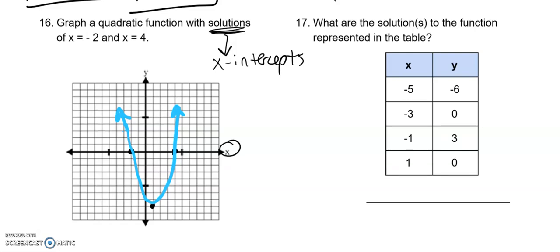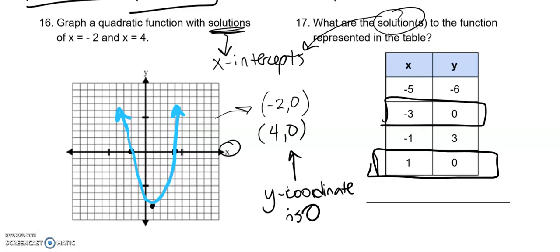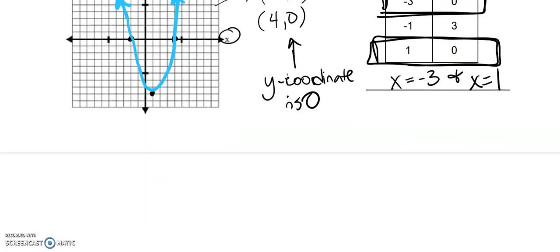Finally, what are the solutions from the table? Again, if we're thinking solutions are x-intercepts, what do we know about x-intercepts? Even from this problem right here, those were the points (-2, 0) and (4, 0). The y coordinate, not intercept, the y coordinate is 0 for solutions. So in our table, I'm going to put boxes around the places where the y coordinates are 0, so our solutions are x equals -3 and x equals 1.